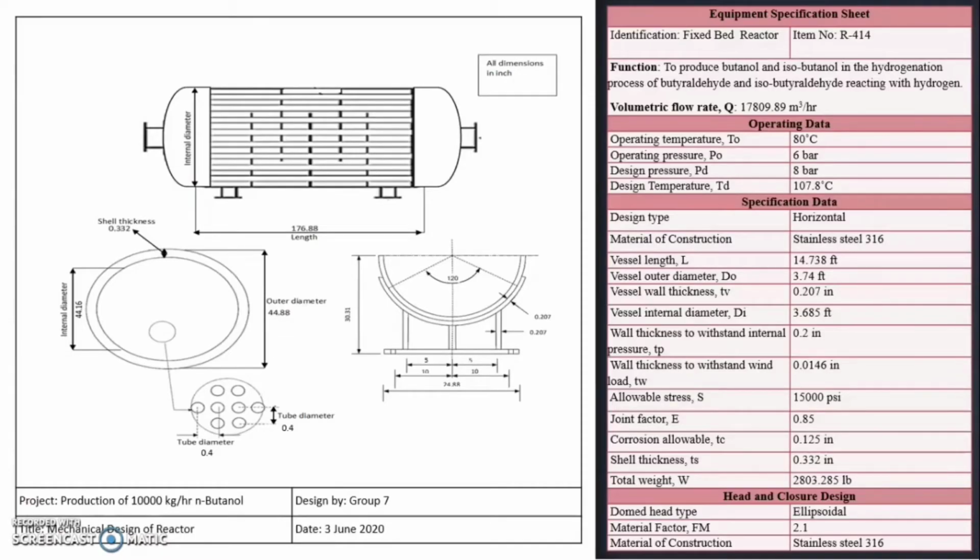These are the first mechanical design, which is for the fixed bed reactor. It is to produce butanol and isobutanol in the hydrogenation process of butadiene and isobutadiene reacting with hydrogen. The operating data, specification data, and also head and closure design are given in detail. In this design, the dome head type used is ellipsoidal, with a material of construction of stainless steel 316. The design type is horizontal, and all of the dimensions, the specification, and also the design are given in detail.